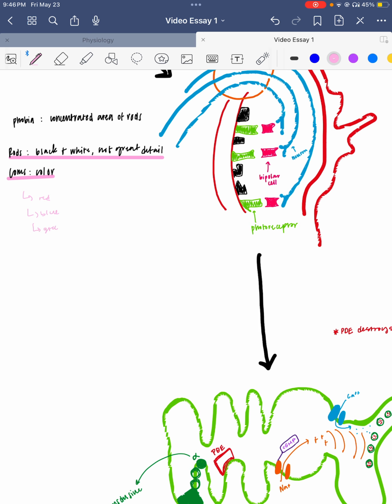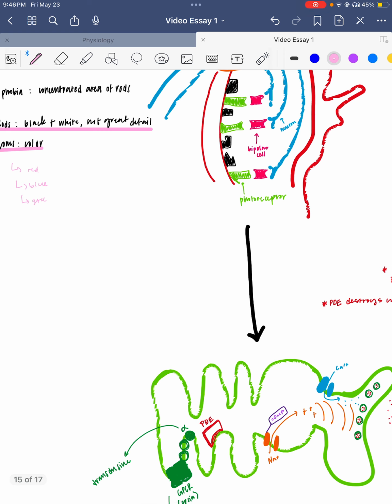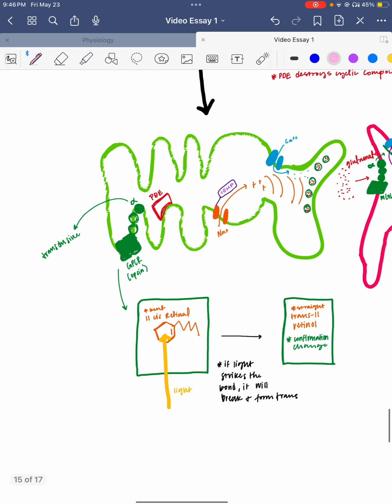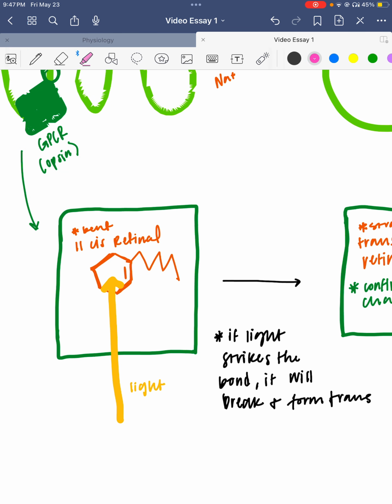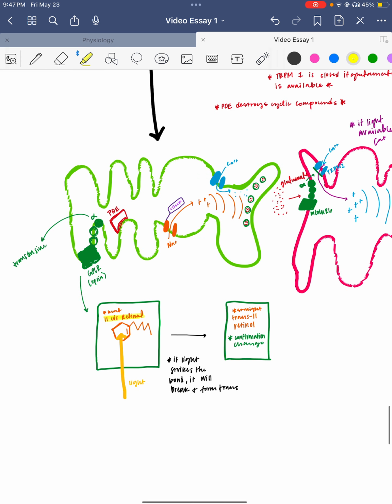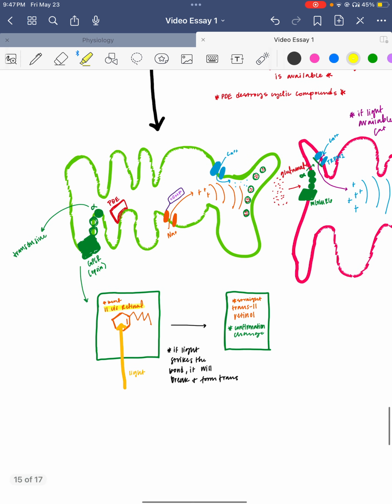So, when light hits the photoreceptor pigment in these cells, it causes a chemical change. That chemical change we can discuss right here. So, we have 11-cis-retinal. 11-cis-retinal is a molecule that is found inside of opsin.